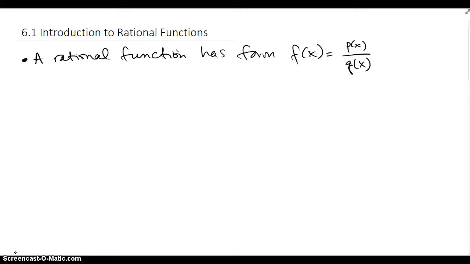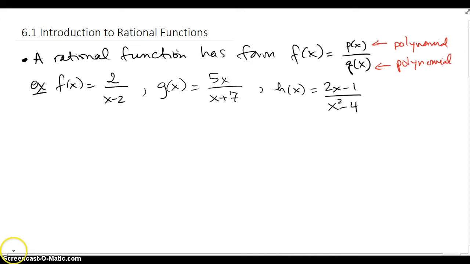A rational function has the form f of x equals p of x over q of x, where the numerator is a polynomial and so is the denominator. So anytime you take two polynomials and put them as a quotient, you're going to get a rational function. For example, f of x equals 2 over x minus 2 is a rational function.